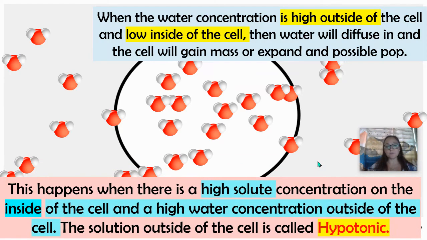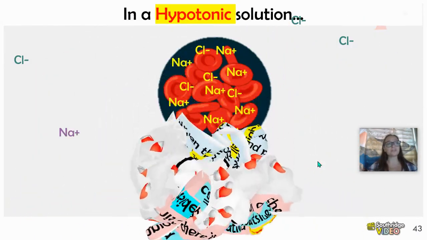So this happens when there's a high solute concentration on the inside of the cell and a high water concentration on the outside. So when you look at the water concentration outside a cell, that's where it's high, we call this a hypotonic solution. So let's go ahead and look at an example.